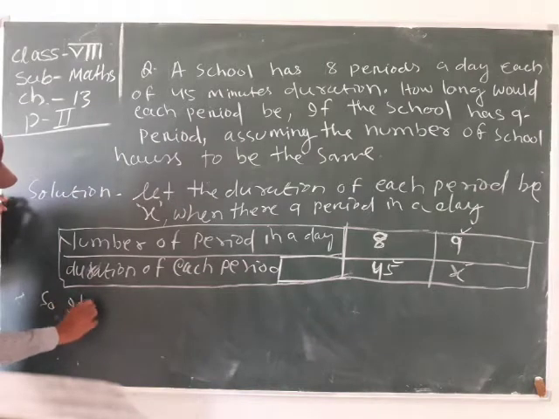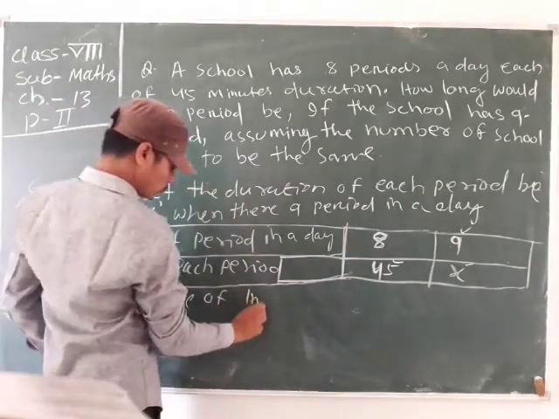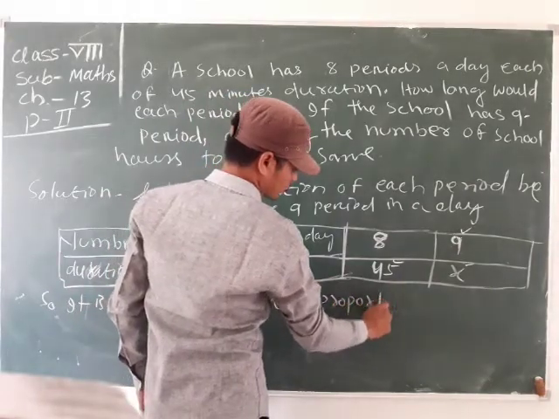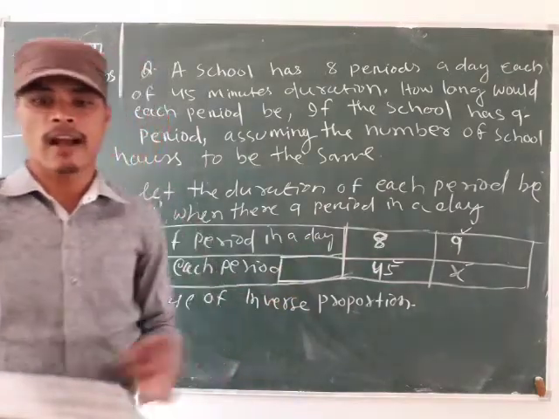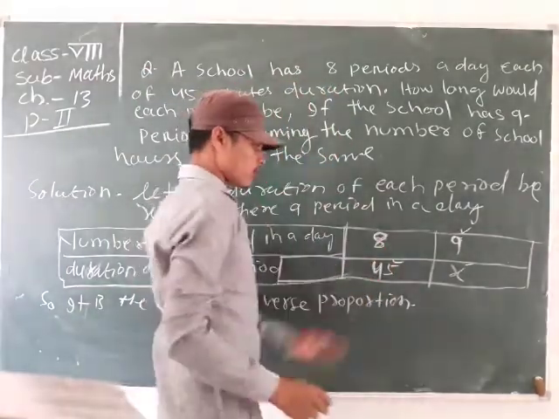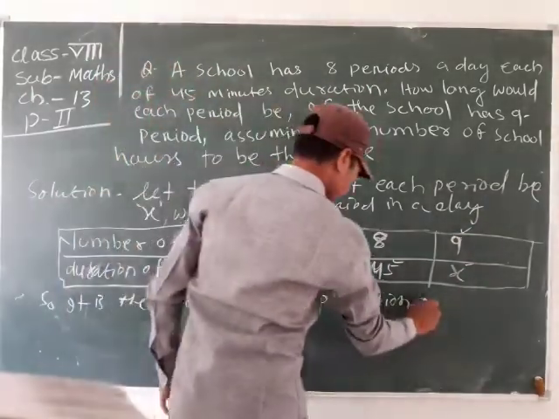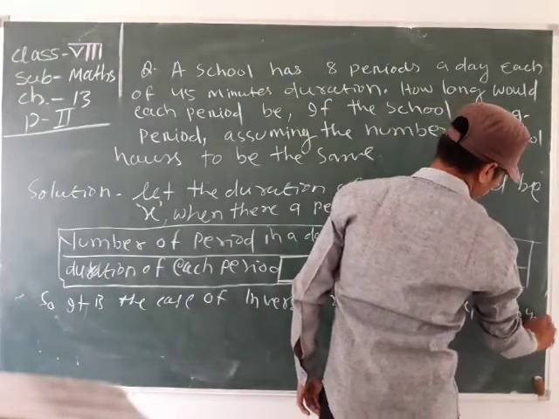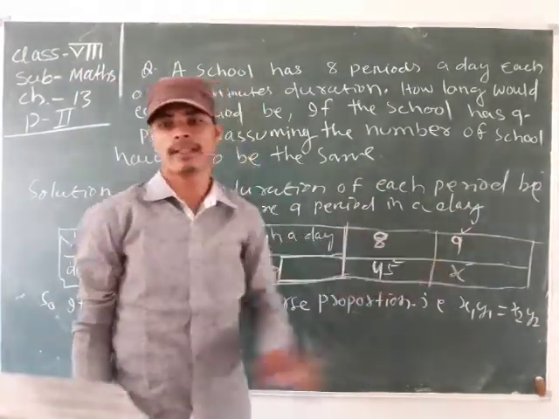So it is the case of inverse proportion. Then how can we see it? For inverse proportion, we take x1, y1, x2 and y2. That means this one is x1, x2, y1, y2. You can take it like this.